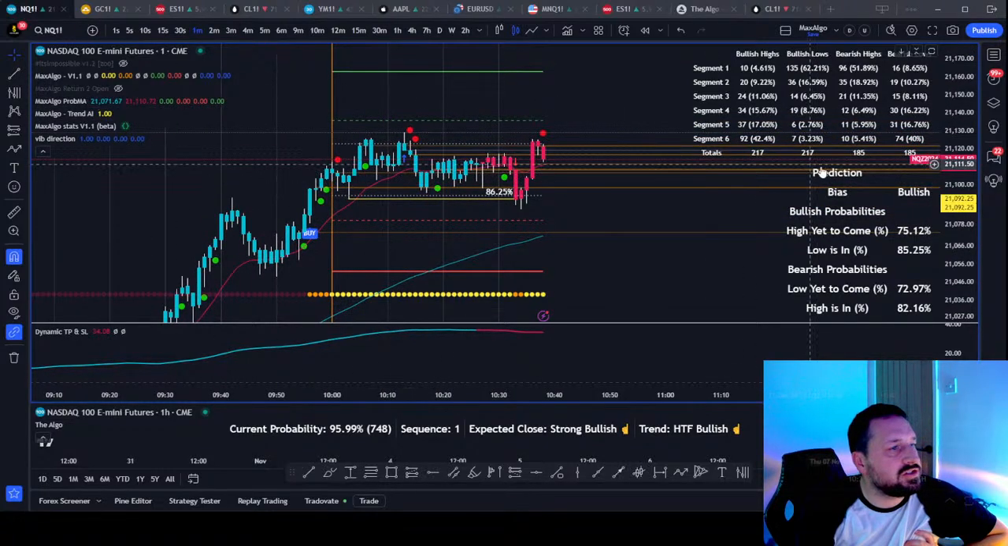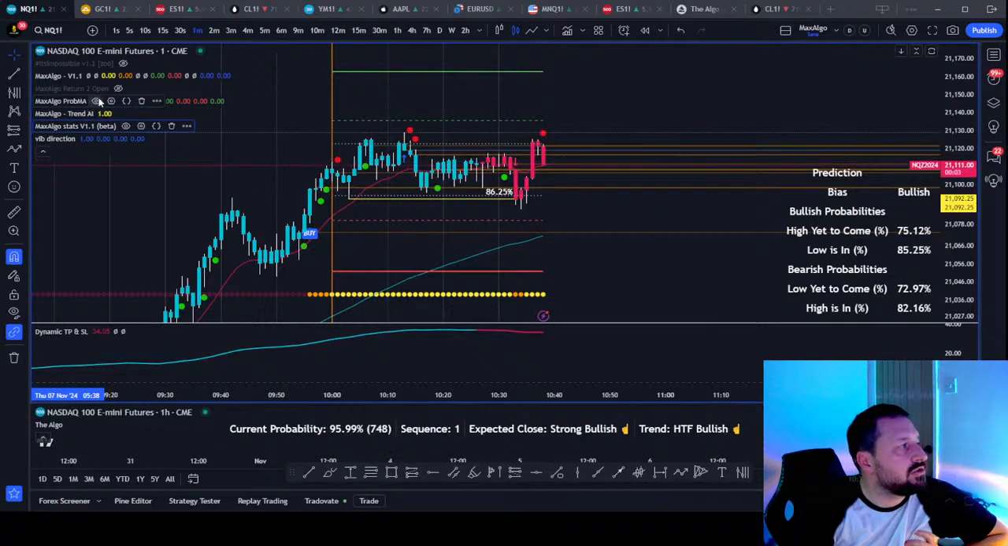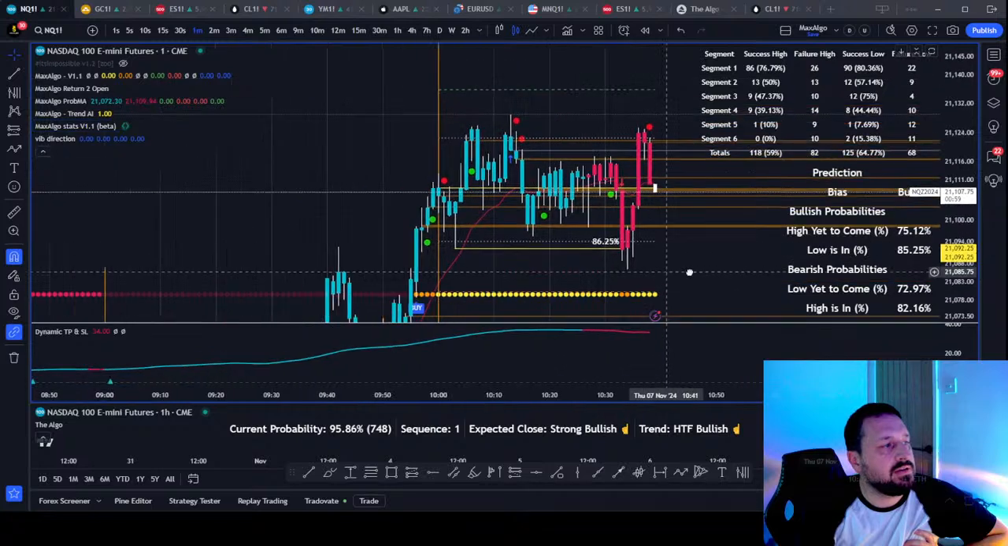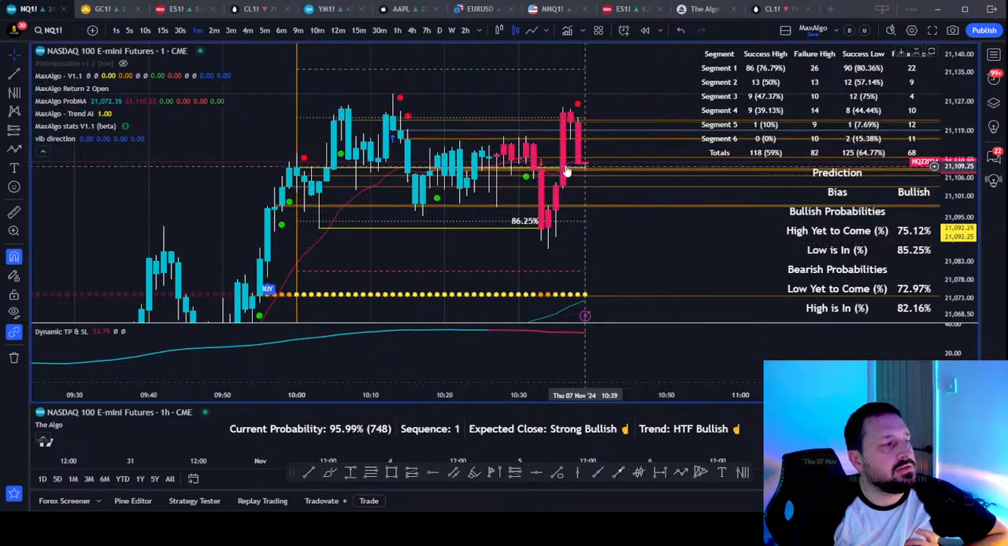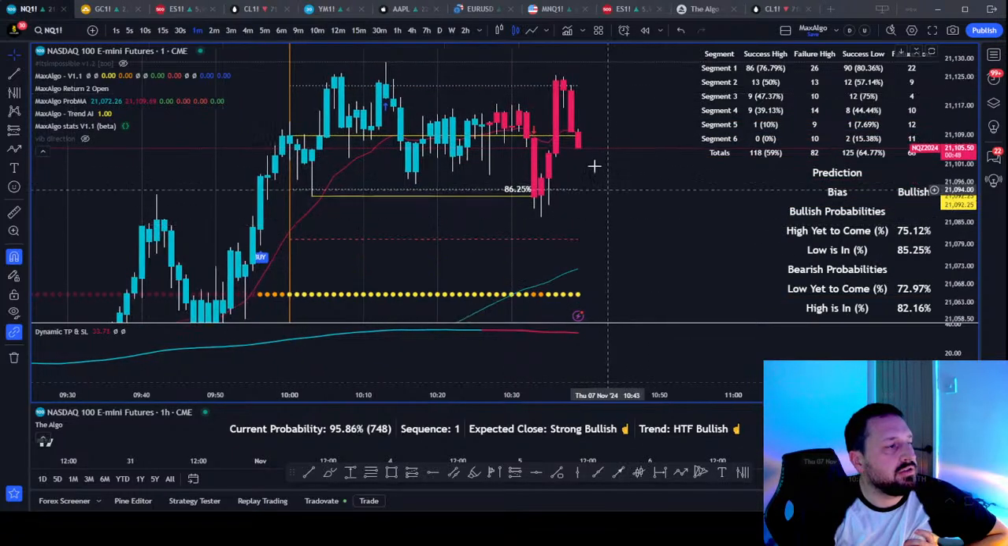So obviously for us to close bullish, let's just have a look. So there's our open, right? For us to close bullish, we need to close above that area. And then obviously closing below is bearish.